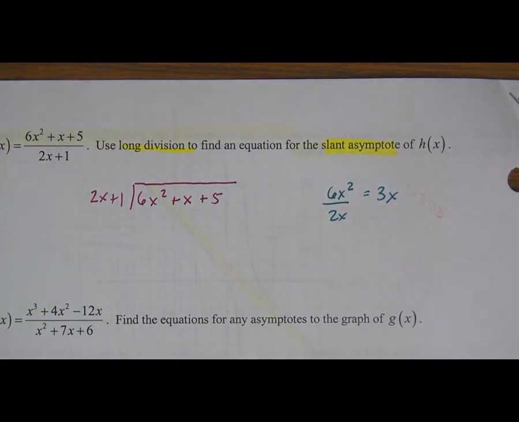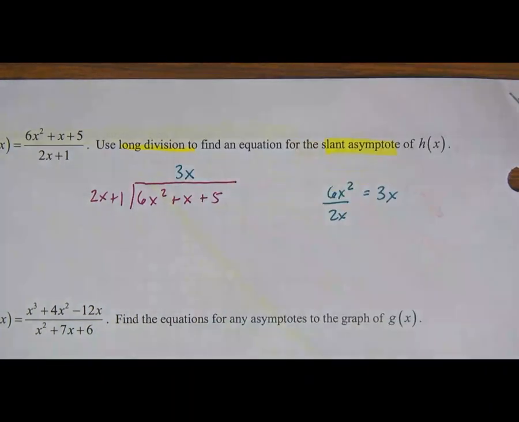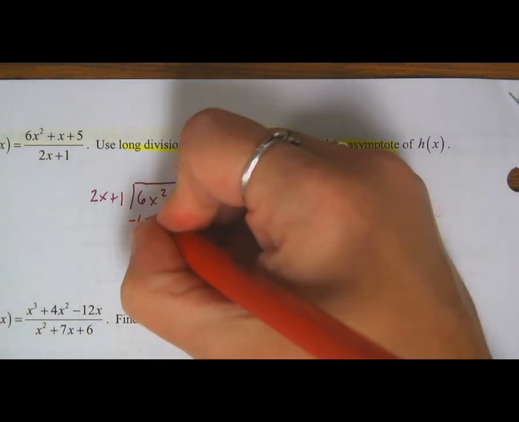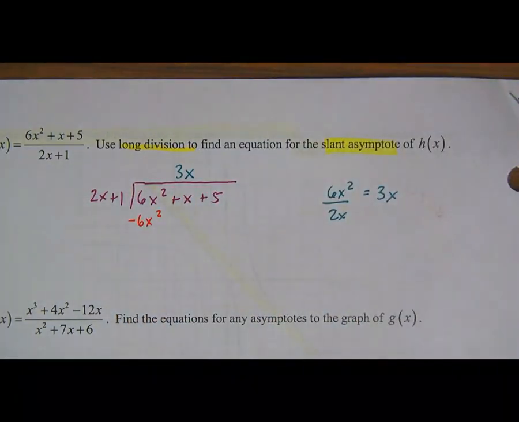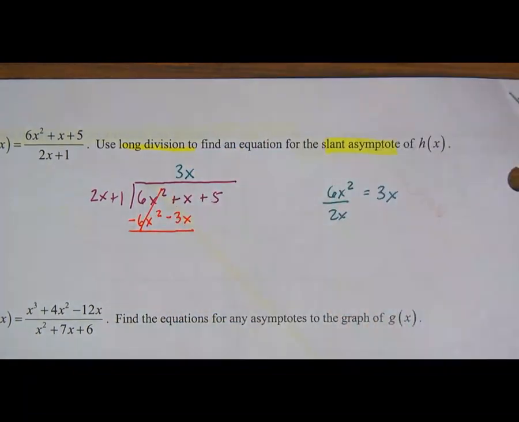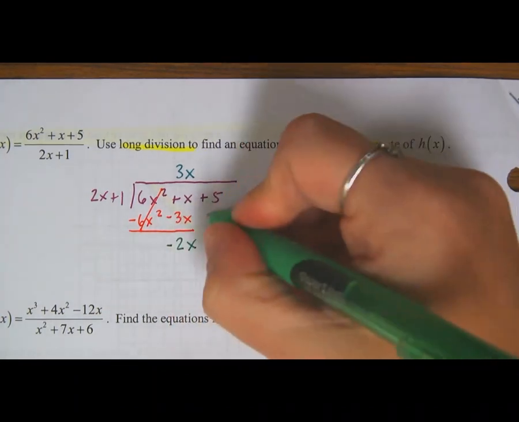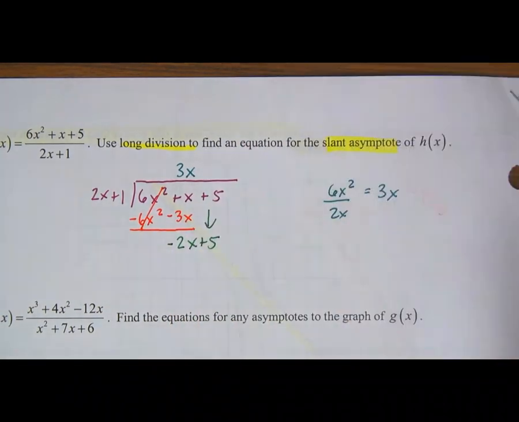Off to the side. First term divided by first term. That's just 3x. I'm going to line it up with the x's. Distribute back out and change the signs. It's going to be negative 6x squared minus 3x. 1 take away 3 is negative 2x. Bring down the plus 5.